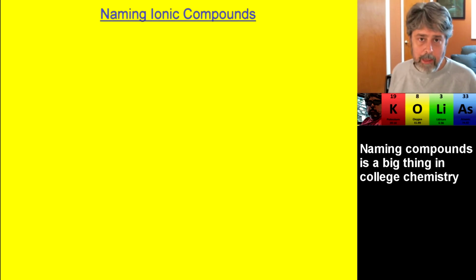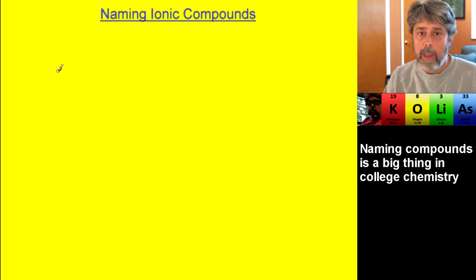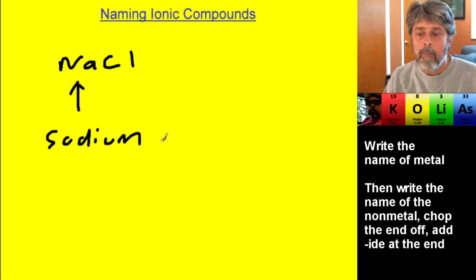Okay, and then finally for today, we'll just talk about how we name ionic compounds. And they're not very difficult, especially now that we know how to get the charge on transition metals. So let's take a look at this. Okay, so here's one that we're all familiar with, NaCl. So here's the rule. First off, your metal, all you do is say the metal name, sodium. Nothing too difficult about that.